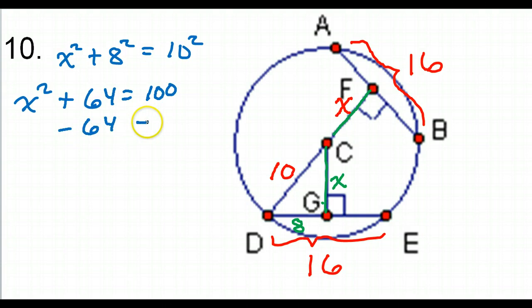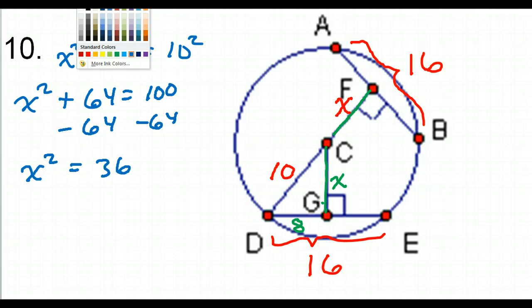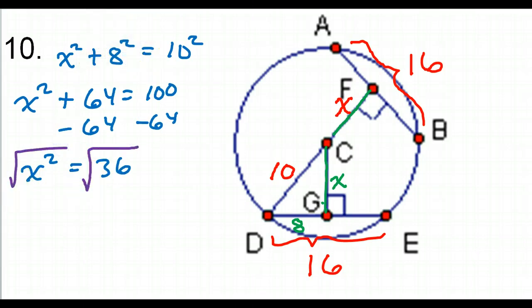I could subtract 64 from both sides. So that's going to give me x squared is equal to 36. If I then take the square root of both sides, that is going to give me that x is equal to 6.